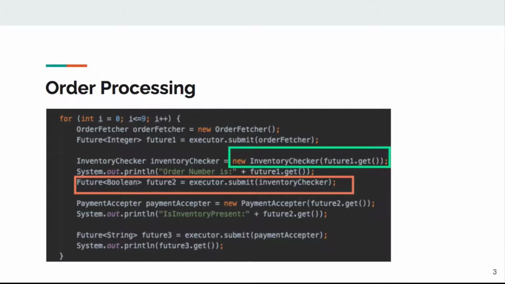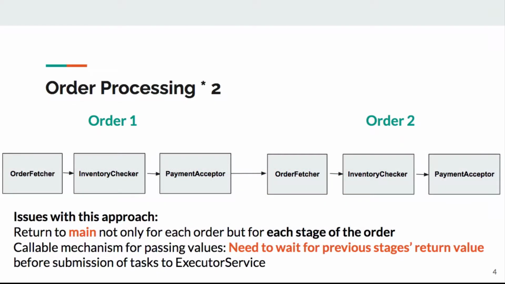And so main in effect becomes the bottleneck for each stage of each order. The other issue is that because of the way callables accept values through their constructor, we have to wait for the return values from the previous stage before even submitting the task for the current stage. And so this essentially becomes a sequential flow of tasks even if we configure and use multiple threads in executor service.